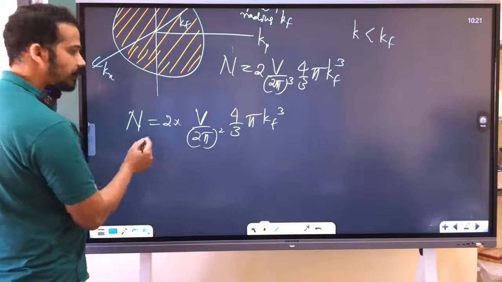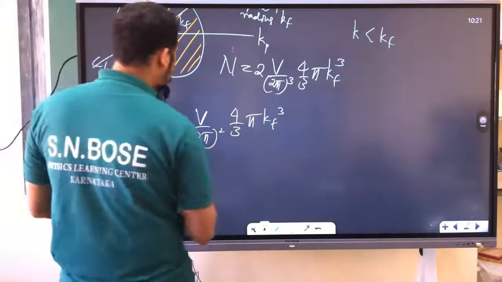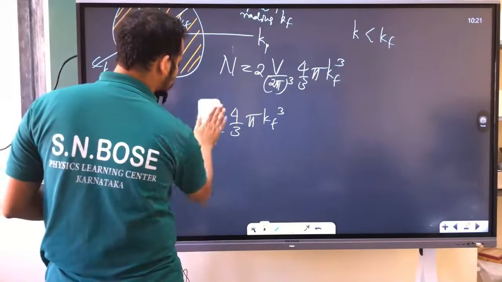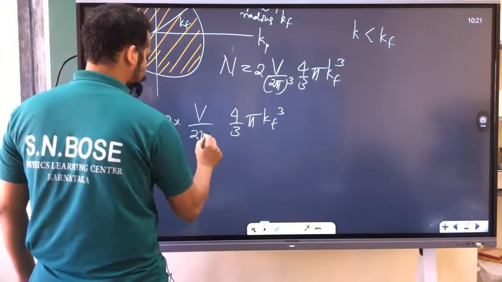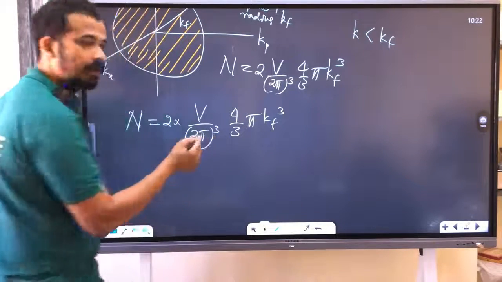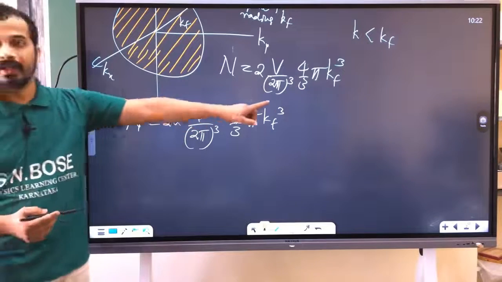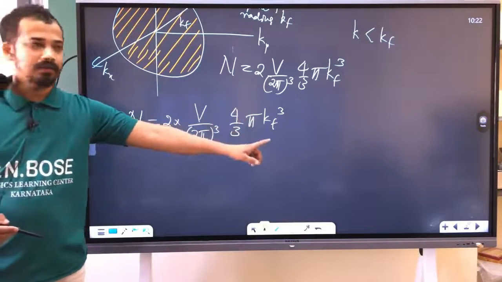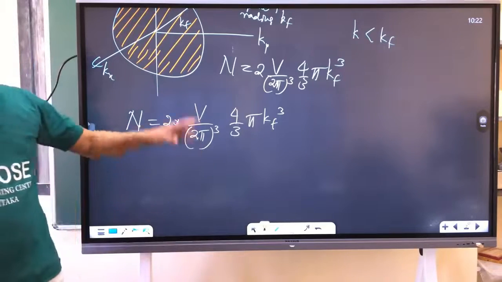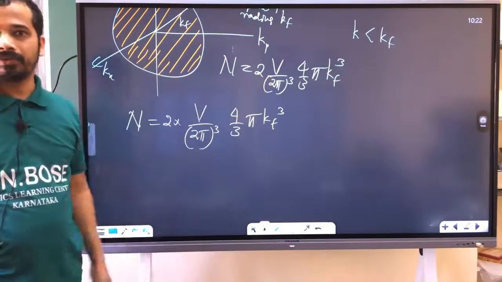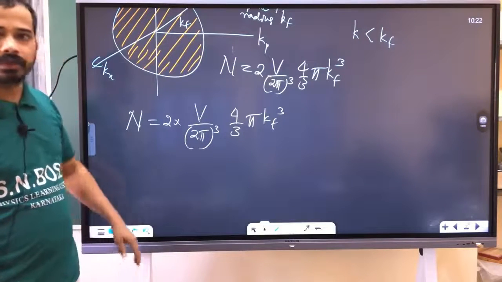Now you can take V here, you will get the number density, isn't it? V by (2π) the whole cube here. If you can write this expression, and they ask anything about the Fermi wave vector, you can directly do that. You don't have to go to EF again and substitute the dispersion relation. That would be quite a lengthy process, isn't it?